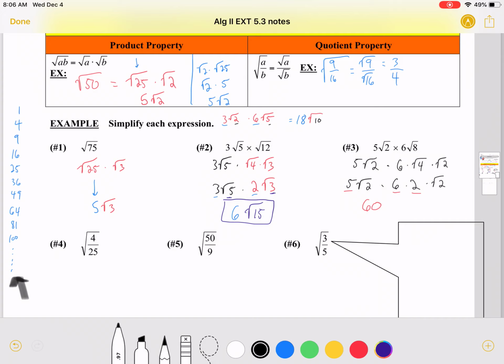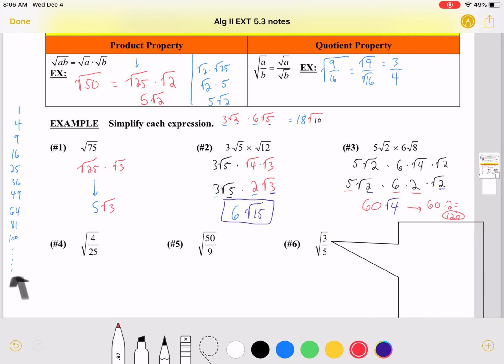times the square root of 2 times the square root of 2 is the square root of 4. But now we got to look again. Can we reduce the square root of 4? Well, yes, the square root of 4 is 2. So now we have 60 times 2, which is 120, should be your final answer for that one.